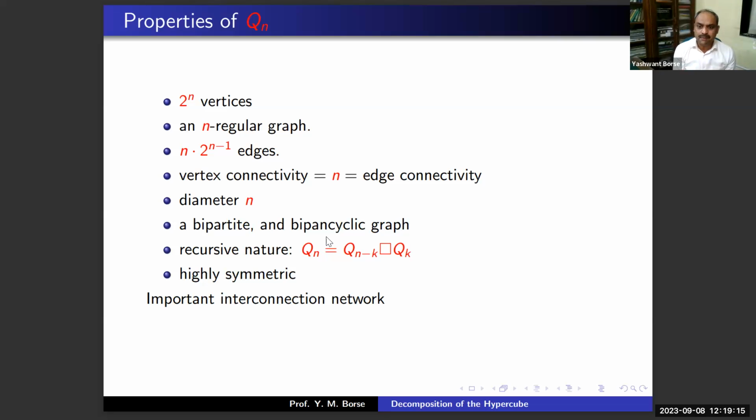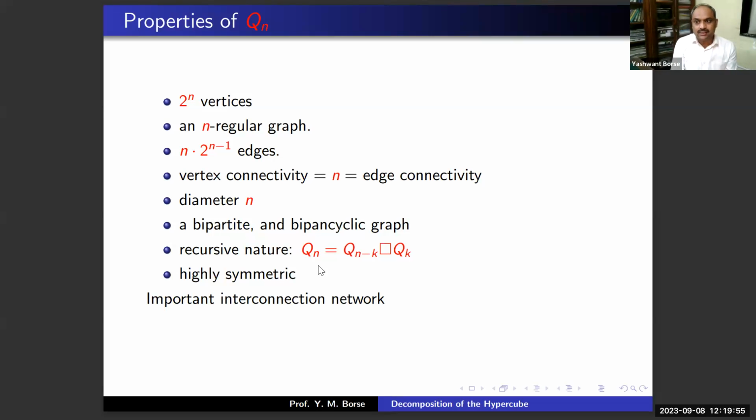In parallel processing, an interconnection network consists of processes and links. This network is represented by a graph, where processes are represented by vertices and links are represented by edges. In which way should we put the processors and join them through links? What topology should we use? One of the best topologies is Qn.